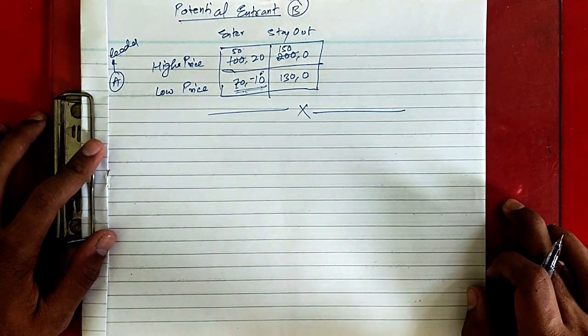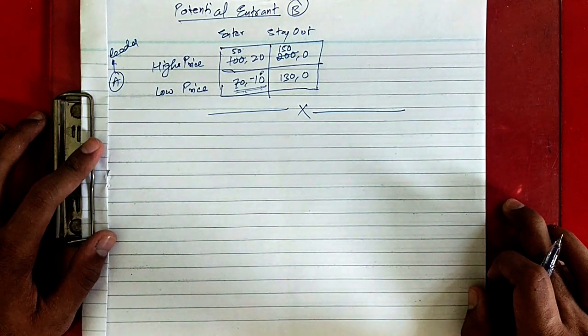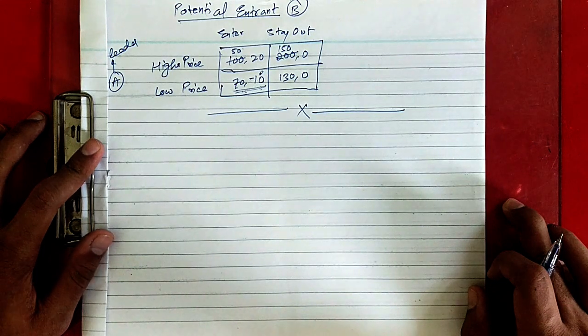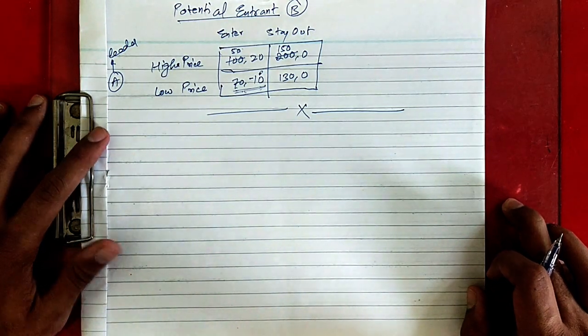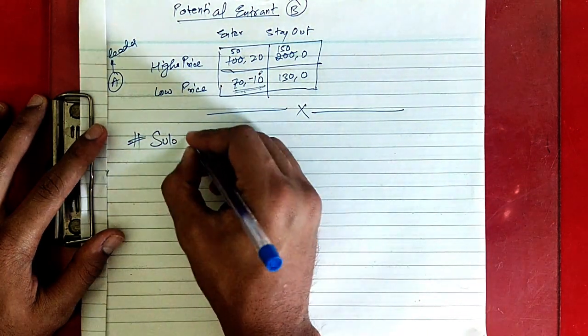In the previous lecture, we learned about top dog versus puppy dog and maximum strategy, and we completed it. In this lecture, we will be discussing subgames. Okay, so let's start subgames.